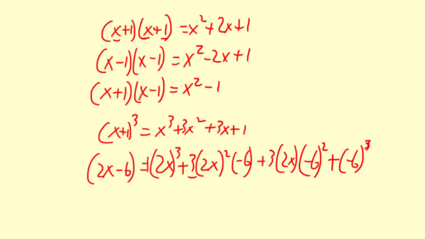1, 3, 3, and then 1 here, the invisible 1. So then what happens is these first terms count down. So 2x to the third, and then it's 2x squared, and then 2x to the 1, and then 2x to the 0, or just 1. And then the negative 6 counts up. So there's negative 6 to the 0 here, which makes 1, and then negative 6 to the 1 here, which is negative 6, negative 6 squared, and then negative 6 to the third power.